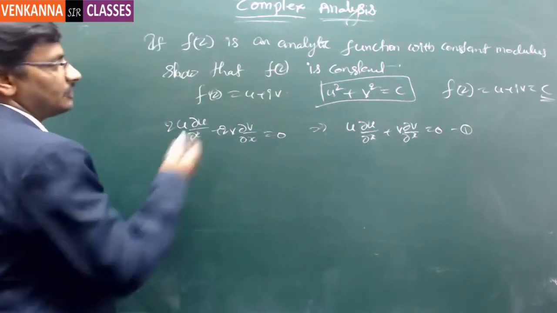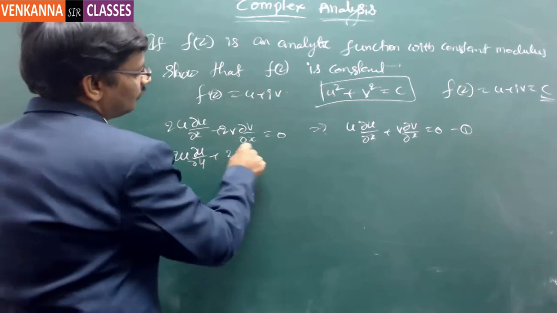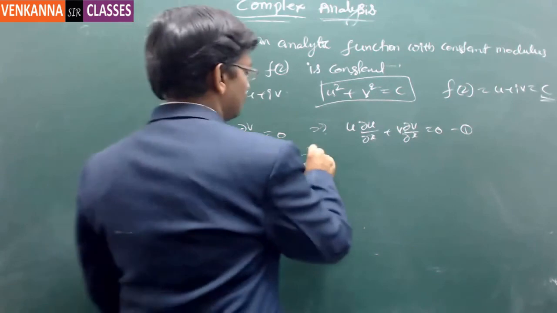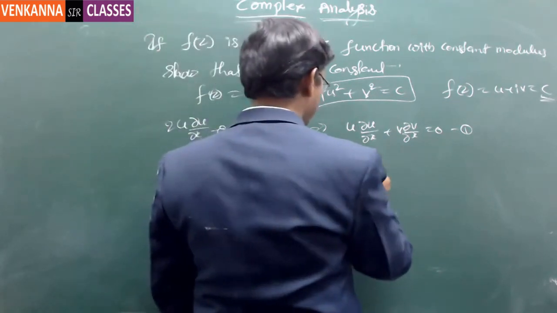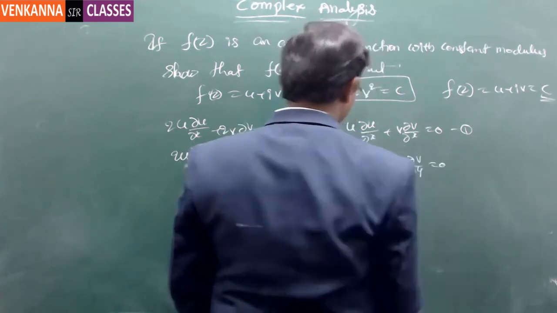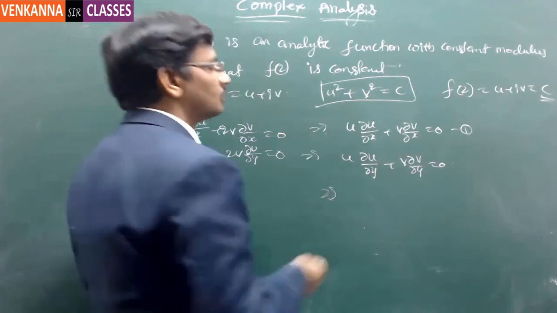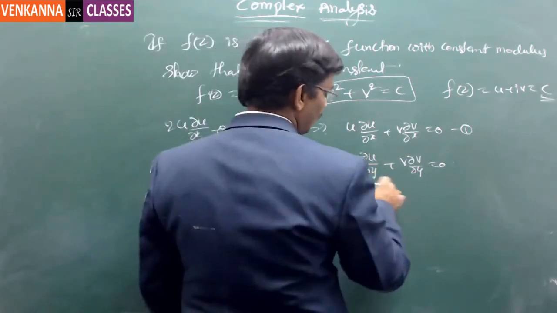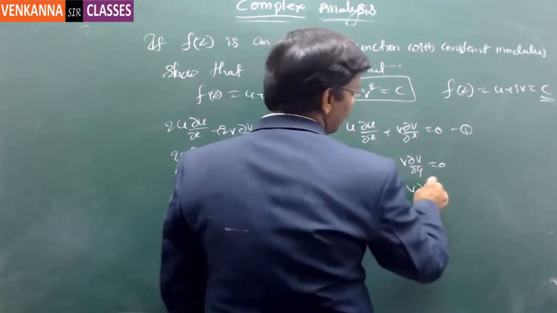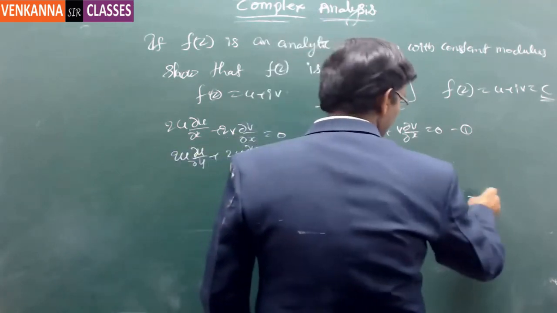Similarly, if you take the derivative with respect to y, 2u ∂u/∂y plus 2v ∂v/∂y equal to 0, or u ∂u/∂y plus v ∂v/∂y equal to 0. This you can further simplify, as ∂u/∂y is nothing but, right, minus ∂v/∂x. So minus u ∂v/∂x plus v times ∂u/∂x equal to 0. This is equation number 2.